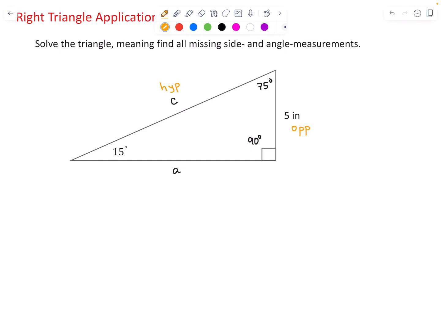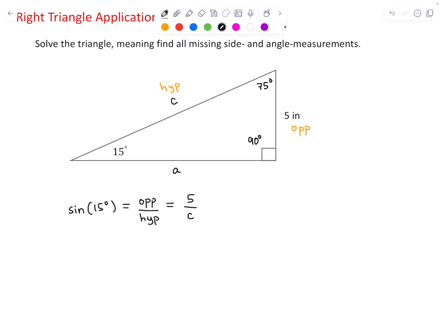Then ask yourself which trig function involves the ratio of sides of the opposite and hypotenuse. And there are two choices for this. One is the sine. So the sine of the angle, and the angle is known, 15 degrees, is equal to the opposite over the hypotenuse. And the opposite is 5 inches. I'll leave the unit off. And the hypotenuse is C. This creates an equation. I can then solve for C and use a calculator to find sine of 15 degrees.